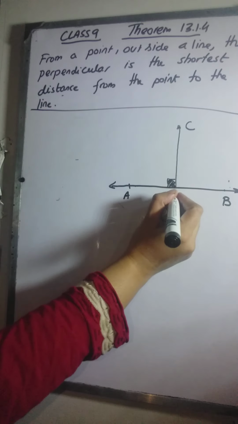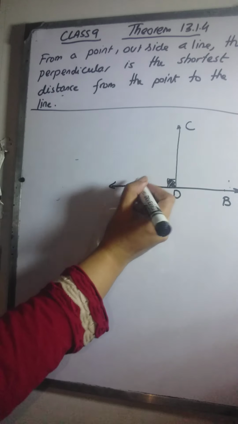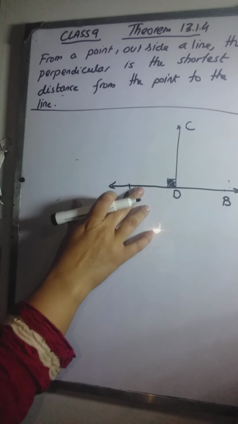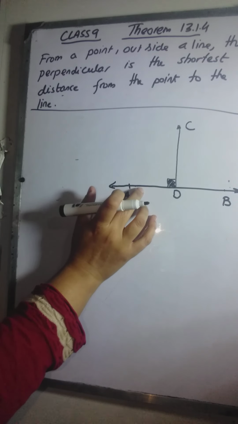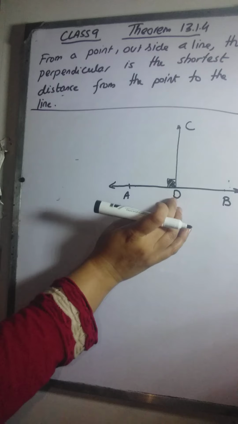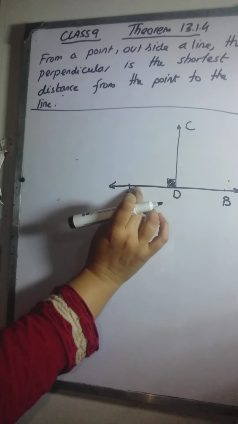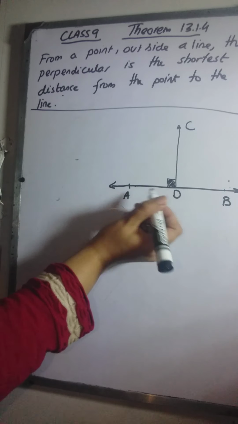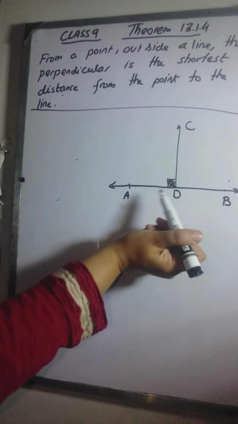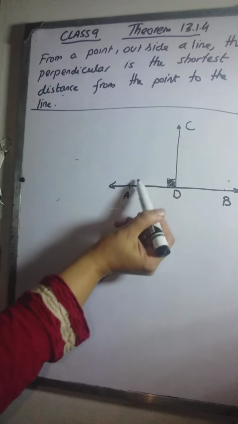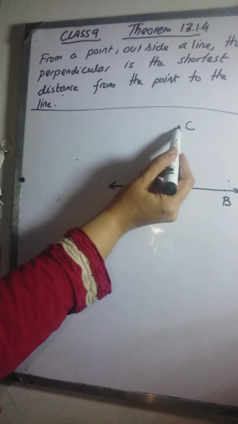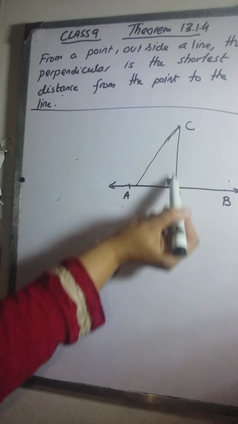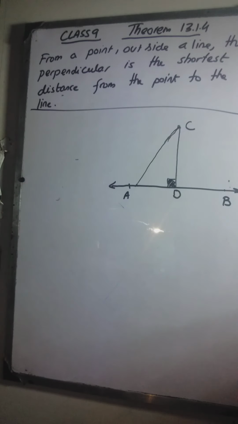Let this point be D. We are going to take another point on AB, which is not D but some other point, and then we are going to show that if we take any other point other than D on this line, then that distance will always be greater than, for example, if I take this distance, this will always be greater than this. This is what we have to show in this theorem.